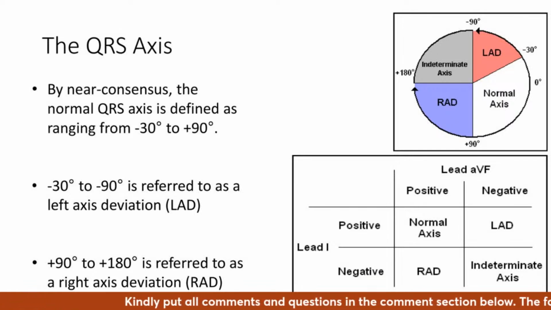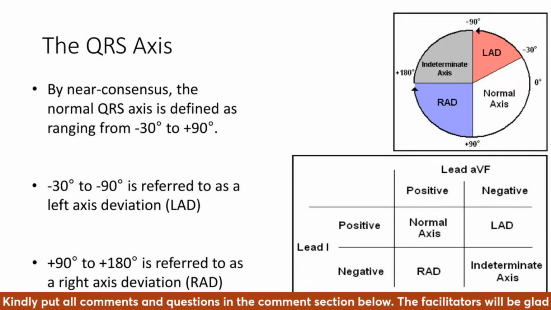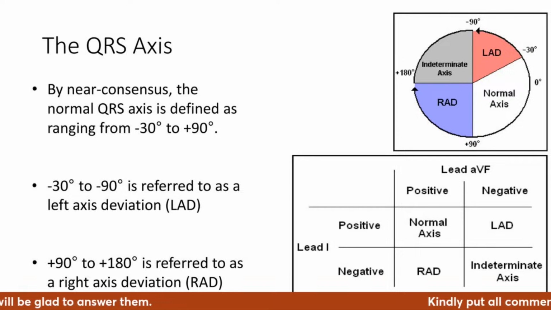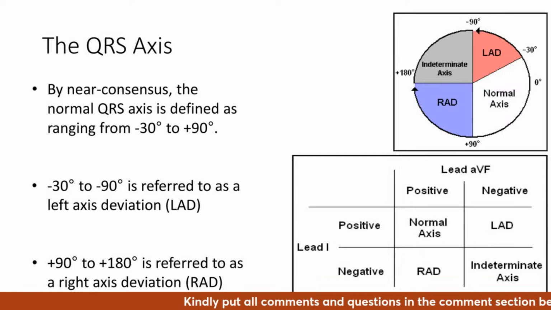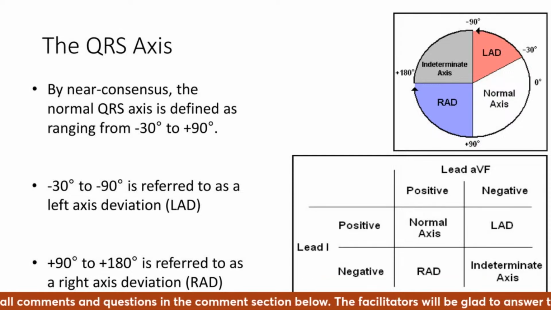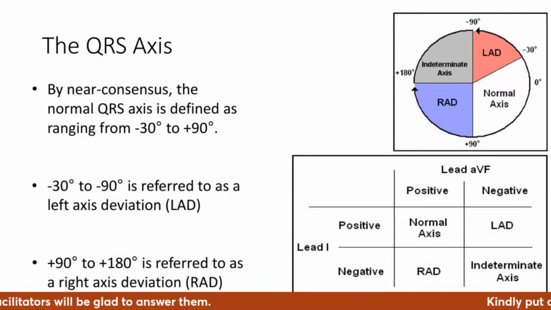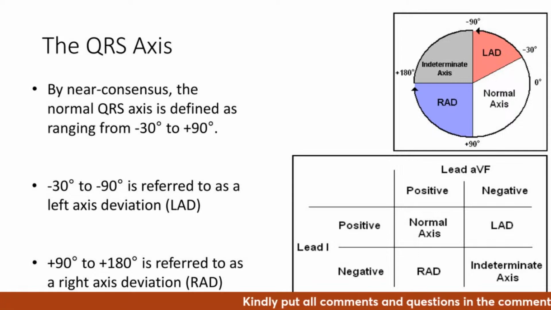Now, if it is negative in lead 1 and positive in lead AVF, we are looking at something in this direction, which will be a right axis deviation. If it is positive in lead 1 and negative in AVF, a small proportion of those will lie between 0 and minus 30. So if your lead 2 is positive, it might not necessarily be a pathologic left axis deviation. But anything from minus 30 to minus 90 will be considered a left axis deviation. And if it is negative in both of them, then you are probably looking at an axis in the indeterminate range.